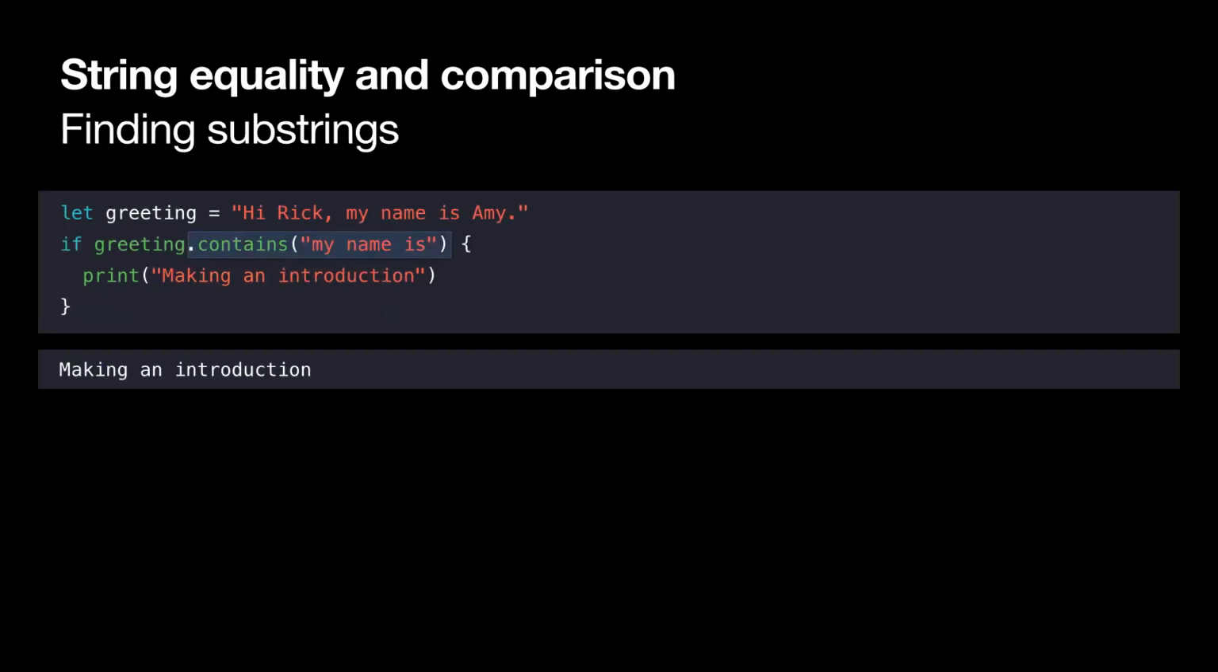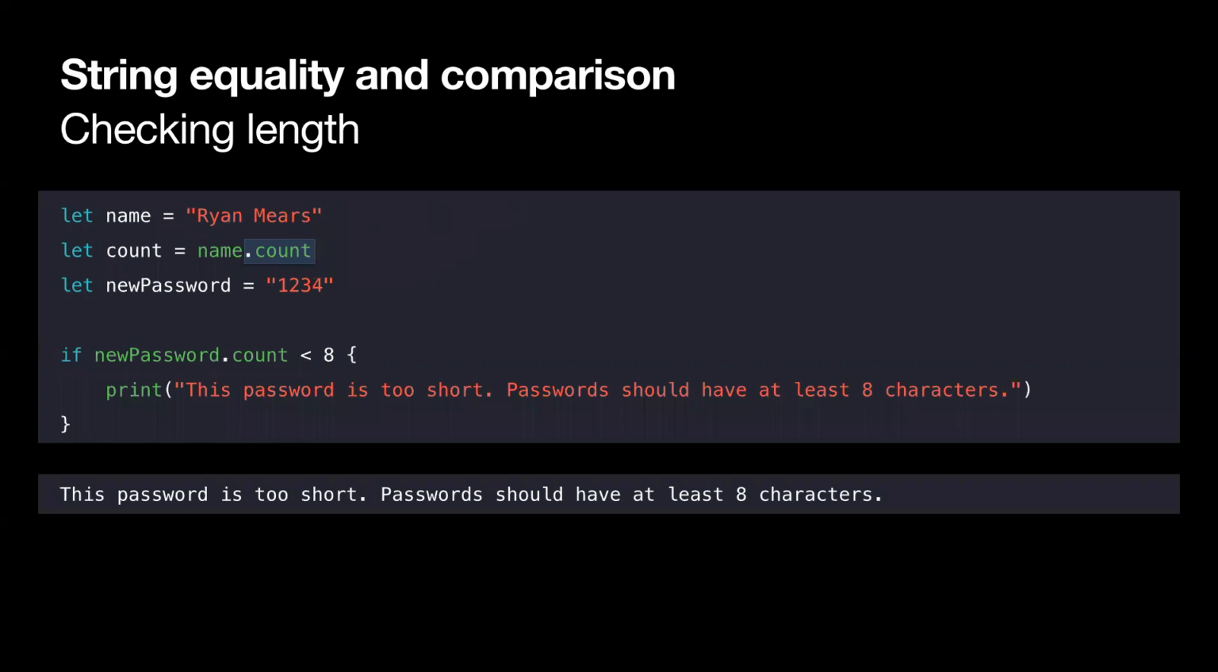You could check to see if a string contains a particular value or not. And the way you do that, you can call another great function in the string class, which is contains. So we have a constant here that includes, hi, Rick, my name is Amy. And then I look for this string in it, does it have my name in it? If it does, that means the person is greeting us. So it says, if greeting contains my name is, then we'll assume this person is making an introduction, all right? And because it does find it, it will be true, and then it will print it's making an introduction.